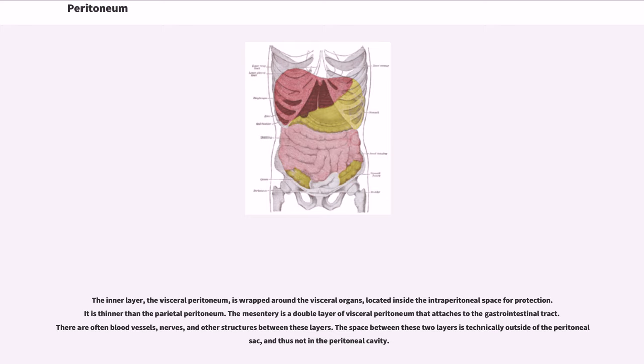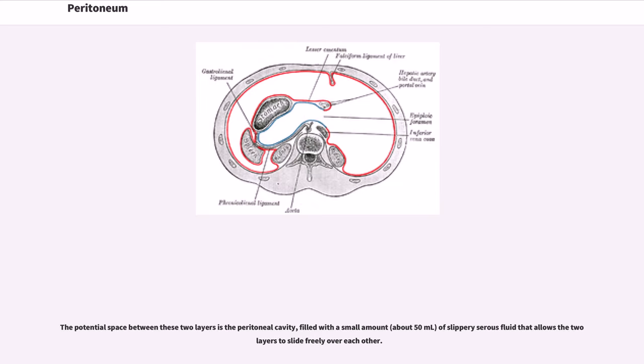The mesentery is a double layer of visceral peritoneum that attaches to the gastrointestinal tract. There are often blood vessels, nerves, and other structures between these layers. The space between these two layers is technically outside of the peritoneal sac, and thus not in the peritoneal cavity. The potential space between these two layers is the peritoneal cavity, filled with a small amount of slippery serous fluid that allows the two layers to slide freely over each other.